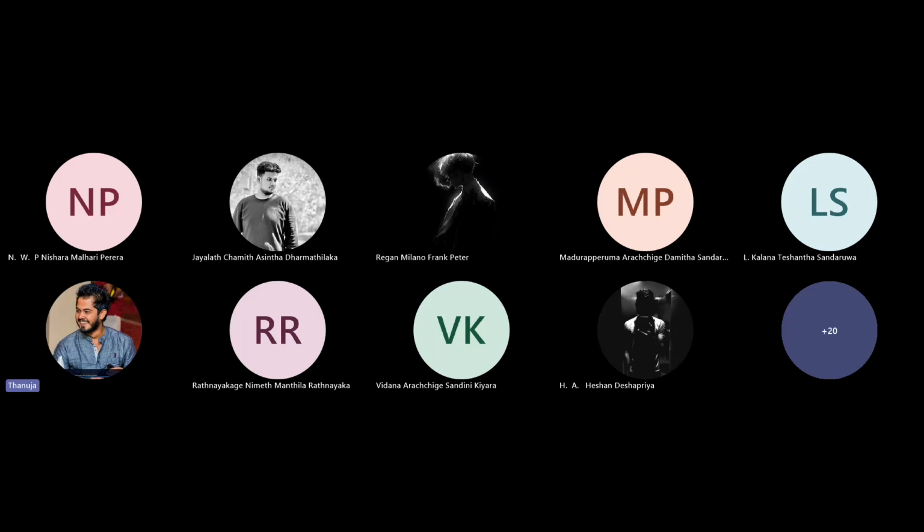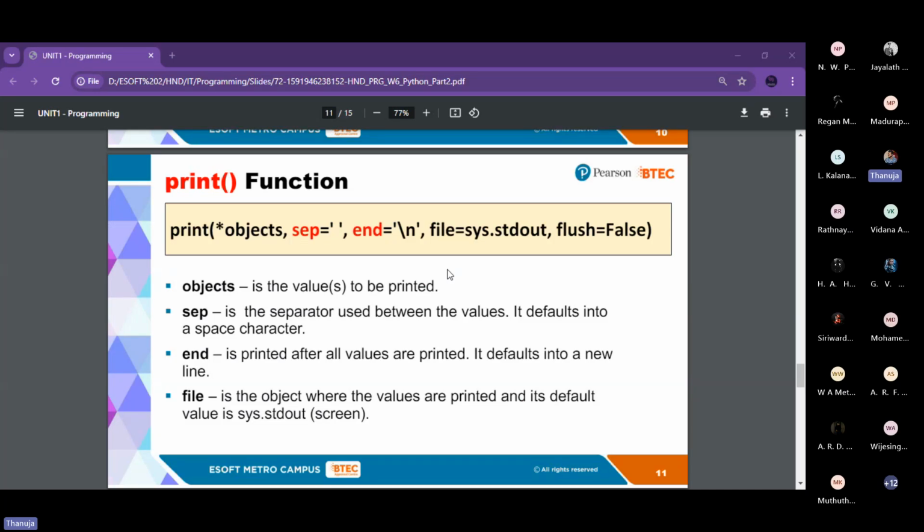When we are separating some objects within the same print function, we can use sep. And as for end, when it comes to the print function, end is printed after the values are printed. Its default is a new line.